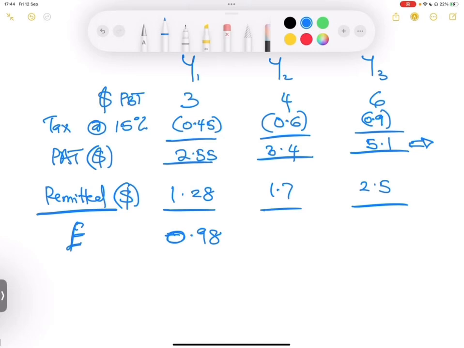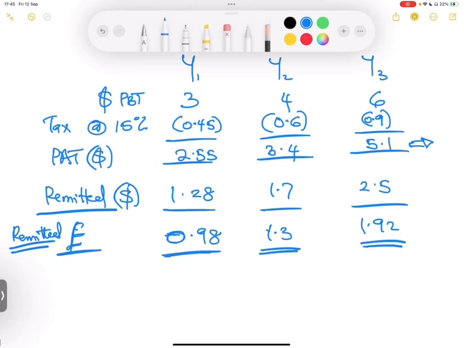1.7 divided by 1.3 is 1.3. And the last one is 2.5. That's 1.92. So which means this is the amount remitted in pounds. So we're going to pay extra tax. It's going to be on these figures every year. So that's going to be tax payable.